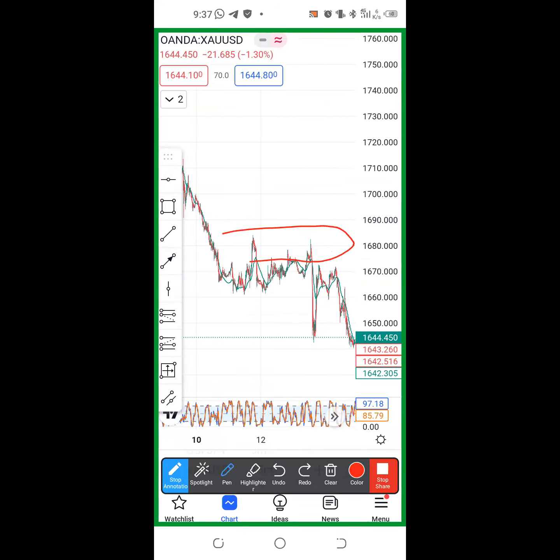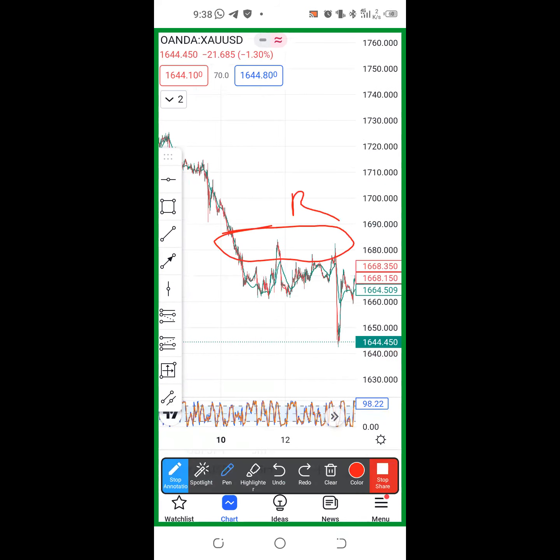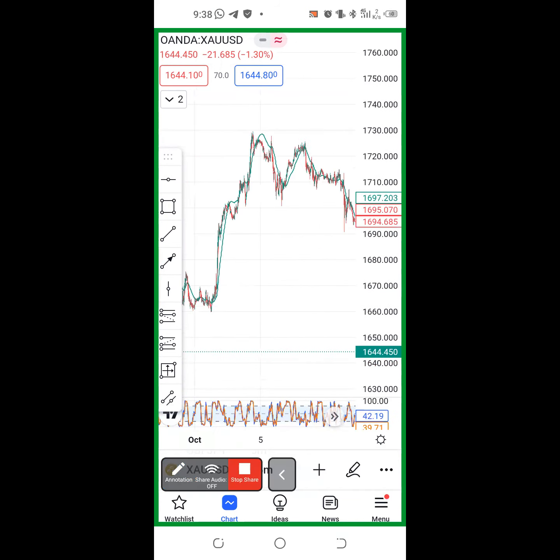I mean, break and retest also works for it. I'm just saying that it's not limited to break and retest. You understand? You are right about that. I'm just saying that, for example, now look at here. This is the resistance. Okay. Now look at here.